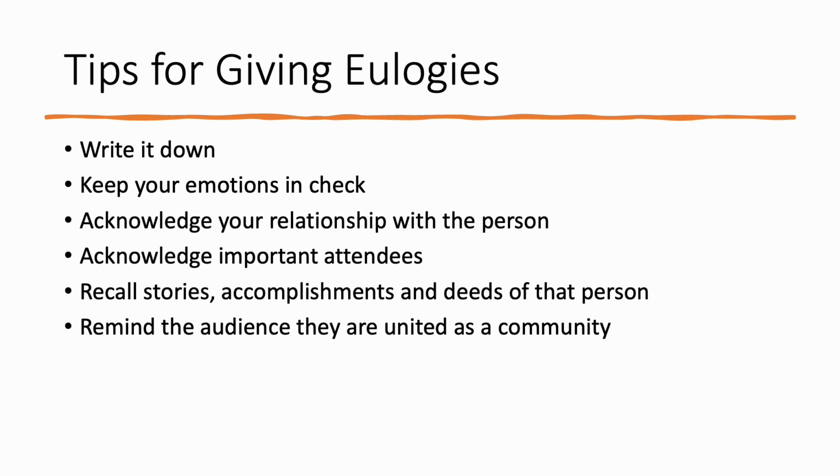You should mention your relationship with the person. So how do you know the person that you're giving the eulogy for? Acknowledge some of the important attendees. So like the person's immediate family, their spouse, their children, their brothers, sisters, anyone who's important that's in attendance. In a eulogy, you recall stories. So stories that you have remembrance with the person. You can acknowledge the person's accomplishments and good deeds that they did. And then remind the audience that they're united as a community because of this one person.